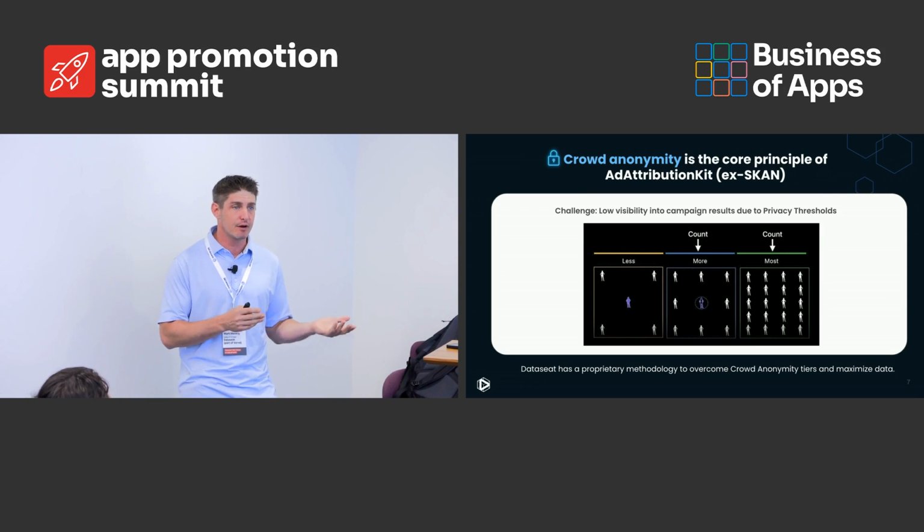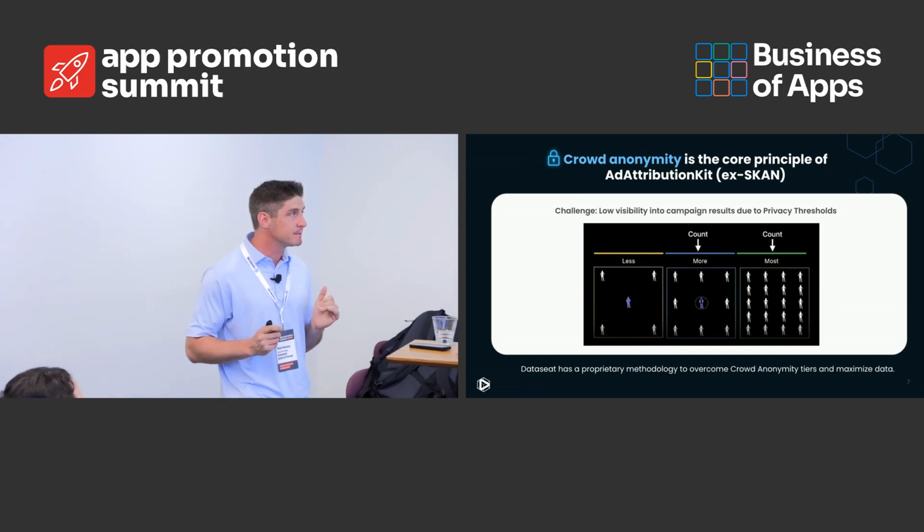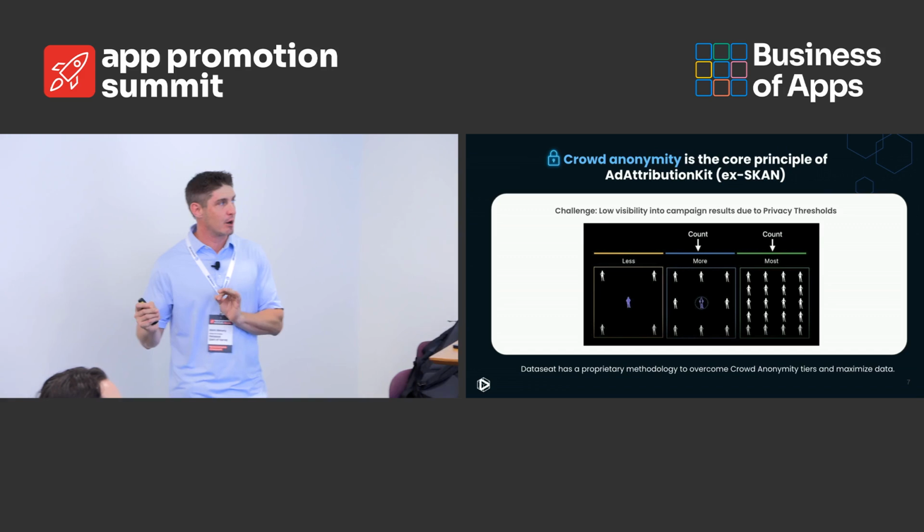But with SKAN 4, we got so many updates and so many additions, right? More source identifiers, which used to be called campaign IDs, more postbacks, more conversion values, all of these additions, Apple decided to tier off privacy thresholds a little bit, right? So it's this concept of crowd anonymity, which is a tough word to say, but I've mastered it. You have less, more, and most, okay?